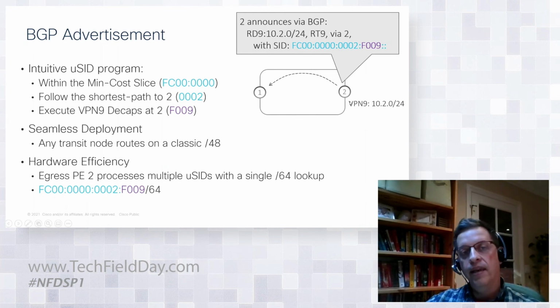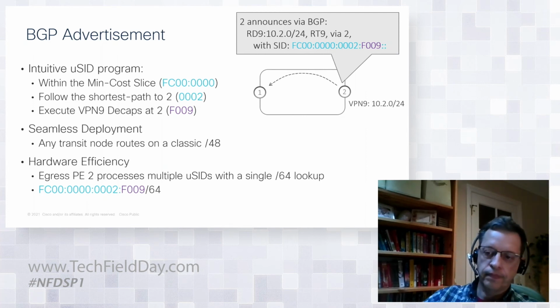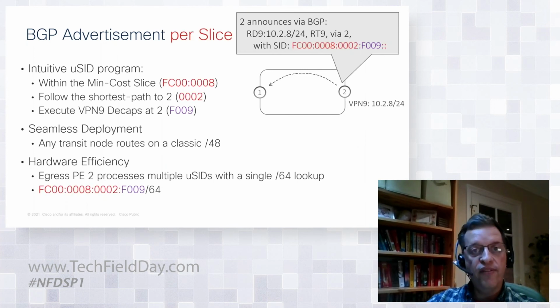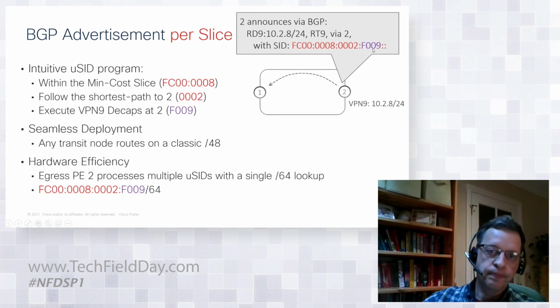If you remember, in MPLS, you had an MPLS label signaling how to do decap. In this case, you have an SRv6 microSID instruction, F009. And if you wanted to advertise a prefix in the VPN where you want that prefix to be carried minimizing the delay towards the BGP next hop, then BGP will advertise a different SID. Instead of advertising the instruction of going to 2 via the minimum cost, in blue, it is now in red, minimizing the delay going to 2. My VPN decap function is the same.